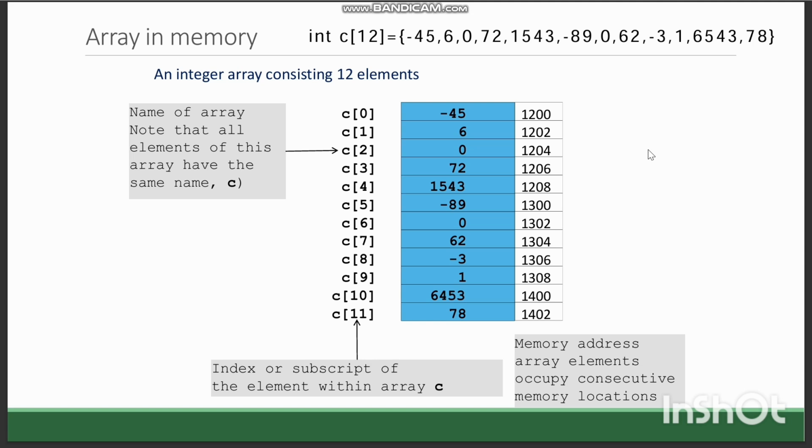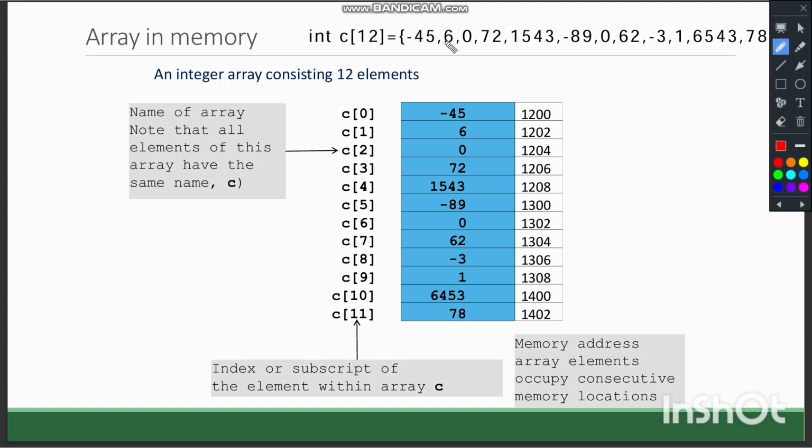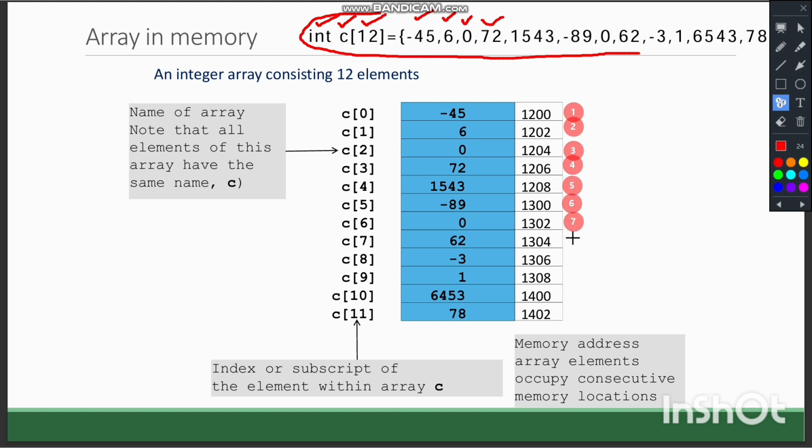Consider this as an example of an array. Up above, I have declared an array of integers. This is the data type of the array, and this is the name of the array, C. You can call it any name. This is the subscript, which shows that the array is of size 12. The first element contains 45, the second element 6, the third element 0, the fourth element 72, and so on, up to the twelfth element.